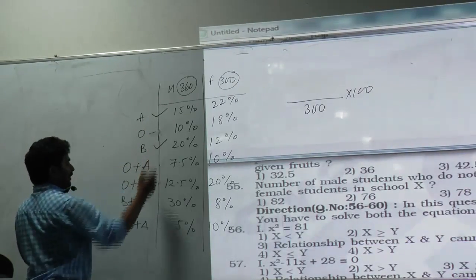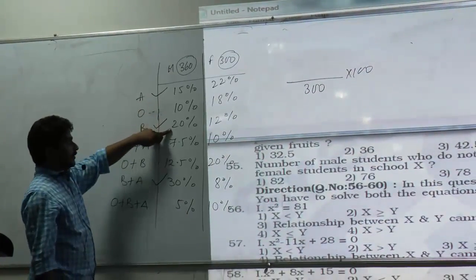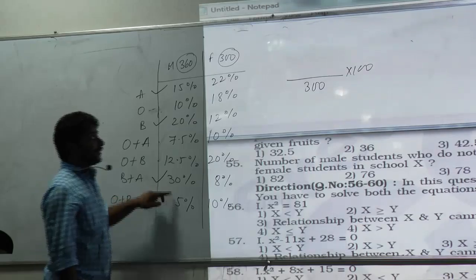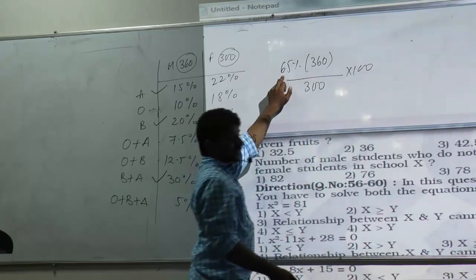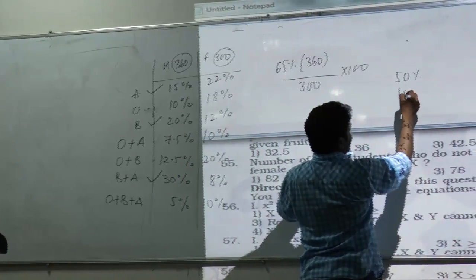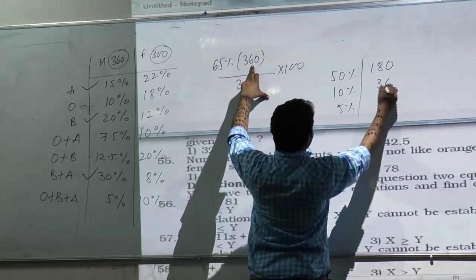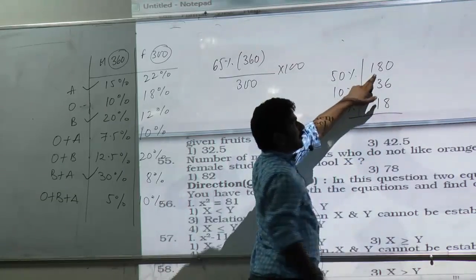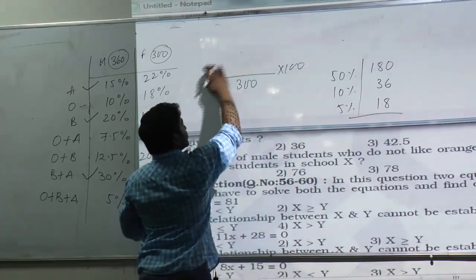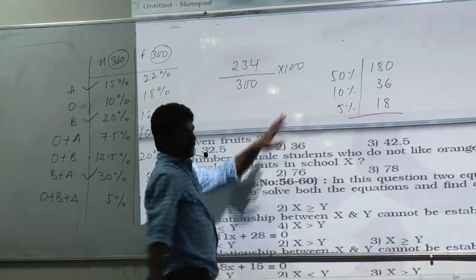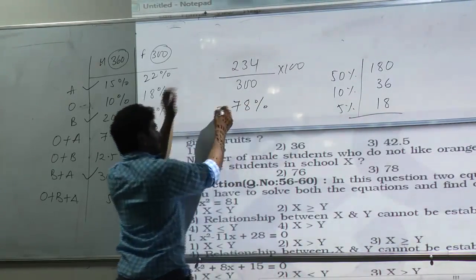First one, third one, and then last but one. 15, 35, 65. 65% of what? How will you get 65%? 50%, 10%, 5%. 50%, 180. 10%, 36. 5%, 18. 234. Two zeros cancel. 78%.